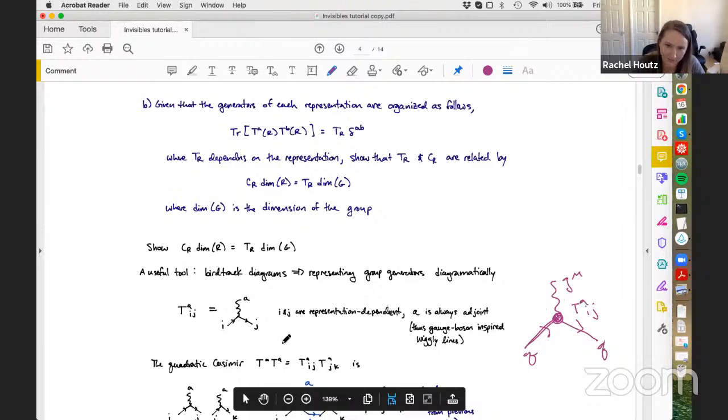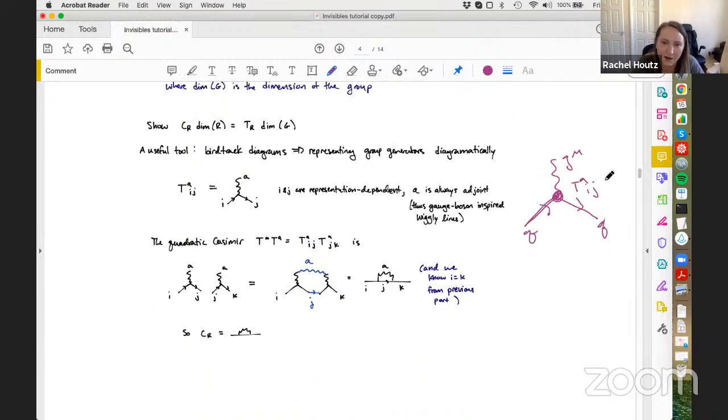But I and J are representation dependent. So this correspondence is most useful if you're in the fundamental representation, because most particles are in the fundamental representation. So that's when this is going to be really useful. But here we can use this diagrammatic notation to immediately show that this relationship is true.